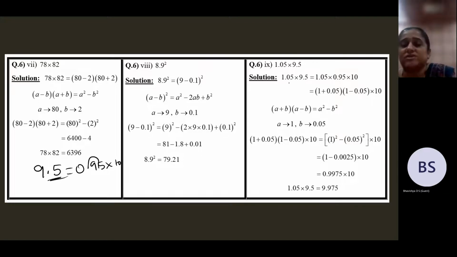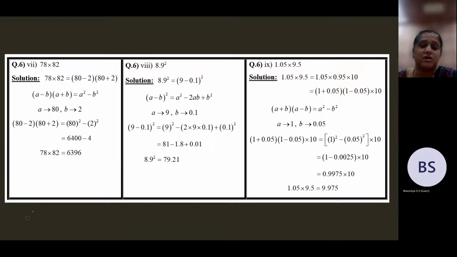So that is the first step. We take up the given expression, we write this 1.05 as it is, and this 9.5 is written as 0.95 into 10. That's the first step. 0.95 into 10 is nothing but 9.5. We are not changing anything. Okay, now in the next step, keep this 10 aside.